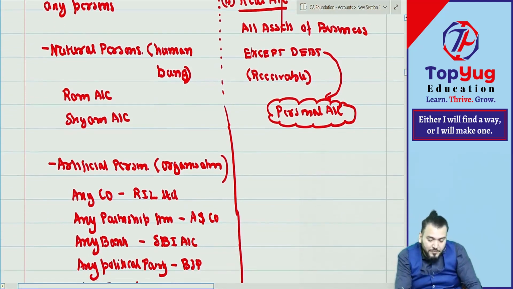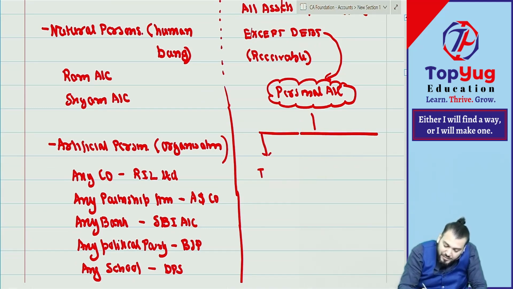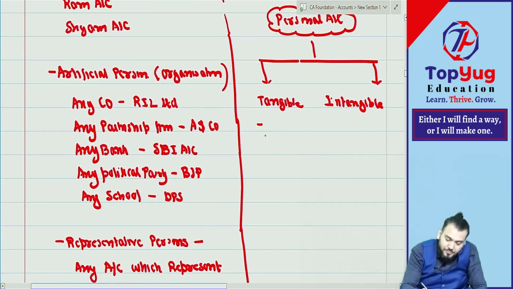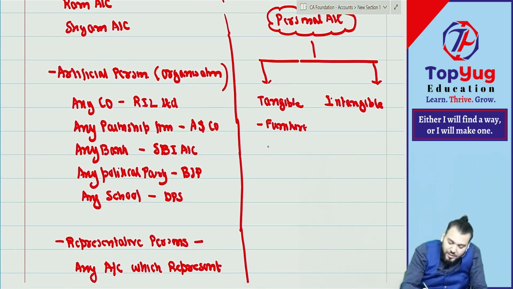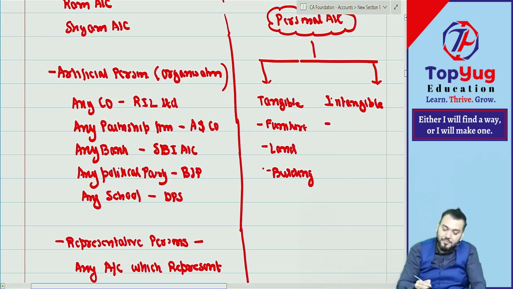Correct? Now, when I am saying asset means real account, this real account can be tangible assets and intangible assets. Understood? Tangible asset and intangible asset. Can you give me some examples of tangible asset? Whatever you say, write down. Furniture, land, building, etc. I know you know many examples. Can you give me some intangible asset?